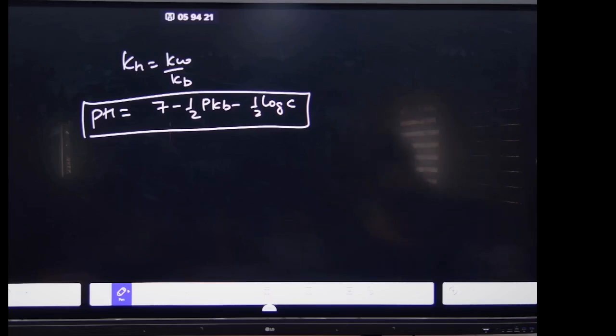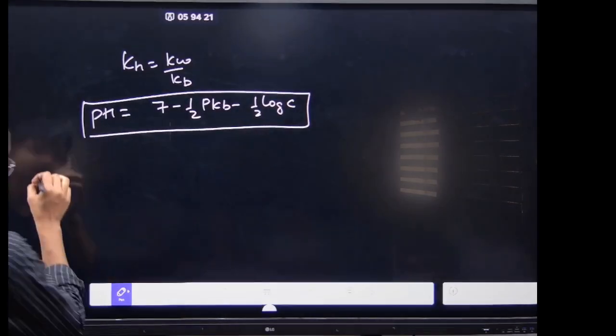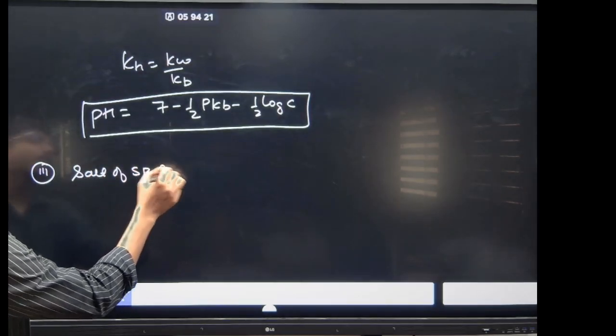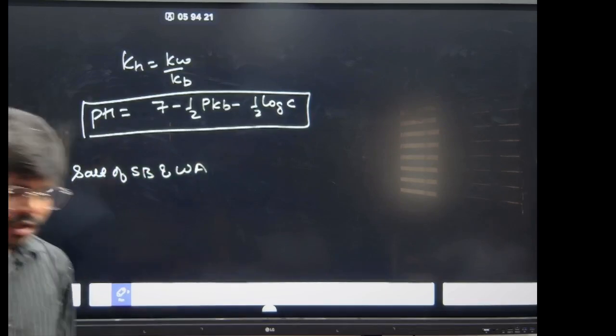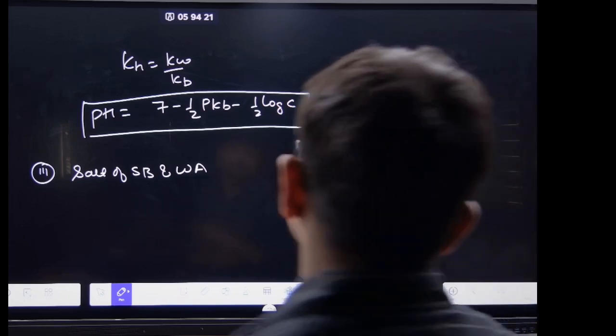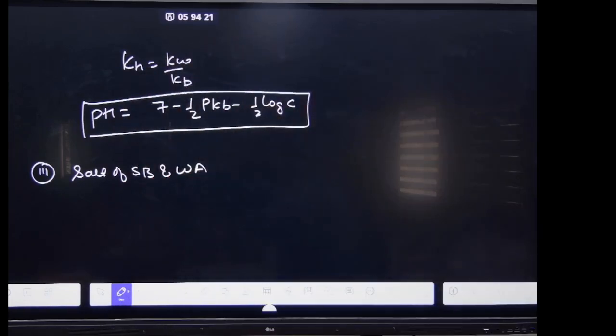pH. Now the third one, salt of strong base and weak acid. Can you give any example for this one? Salt of the strong base and the weak acid. Any one of you? Give me an example. Tell. It will be what?